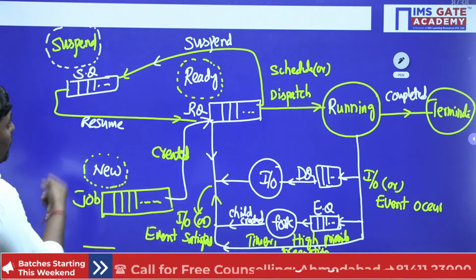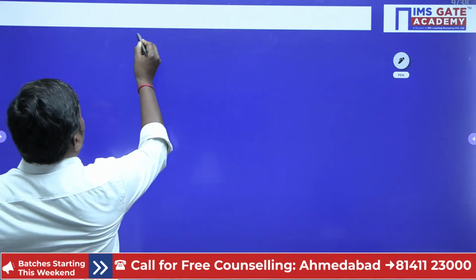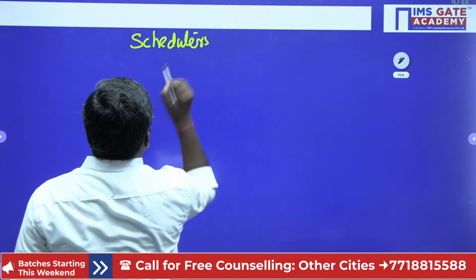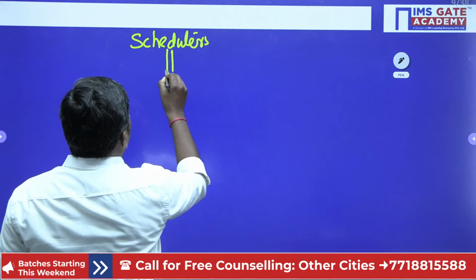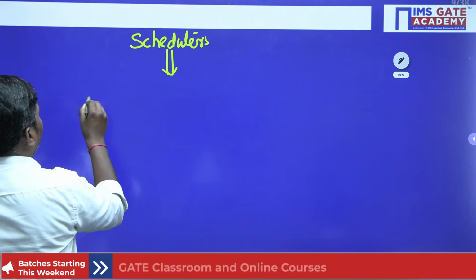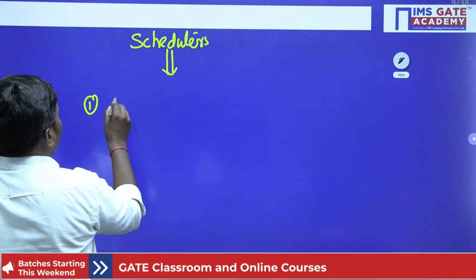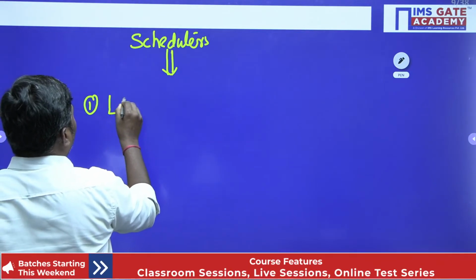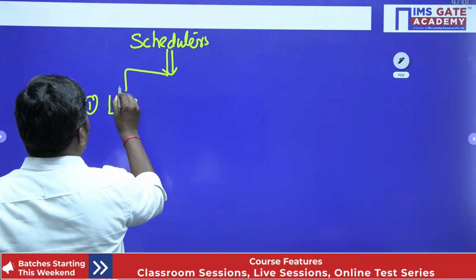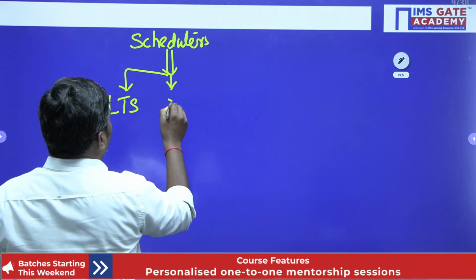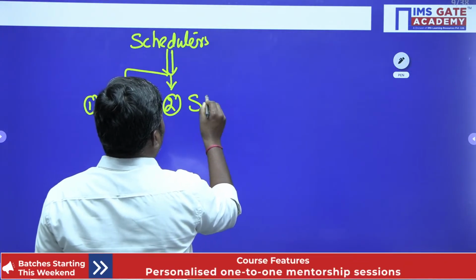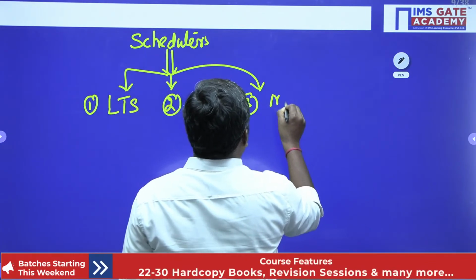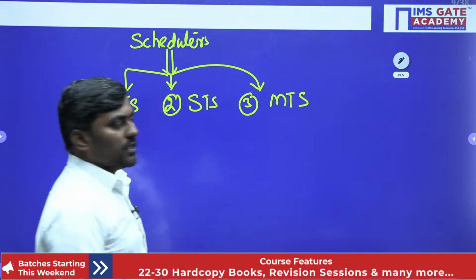Now move on to the next point. We are talking about schedulers. There are three main types of schedulers. The first is the long term scheduler. The second is the short term scheduler. The third is the medium term scheduler. Is it clear?